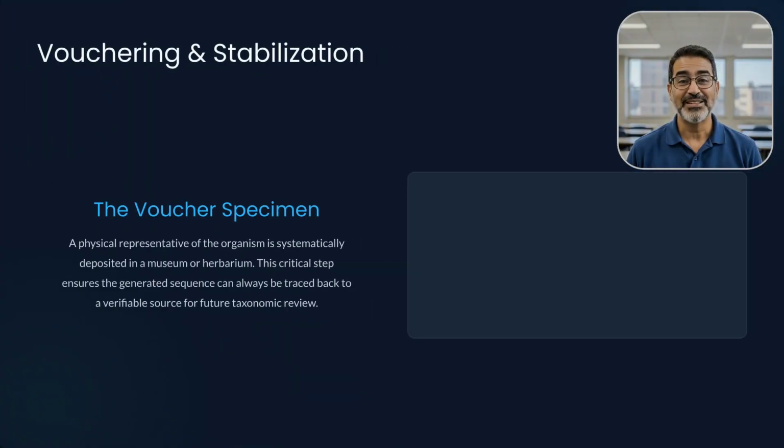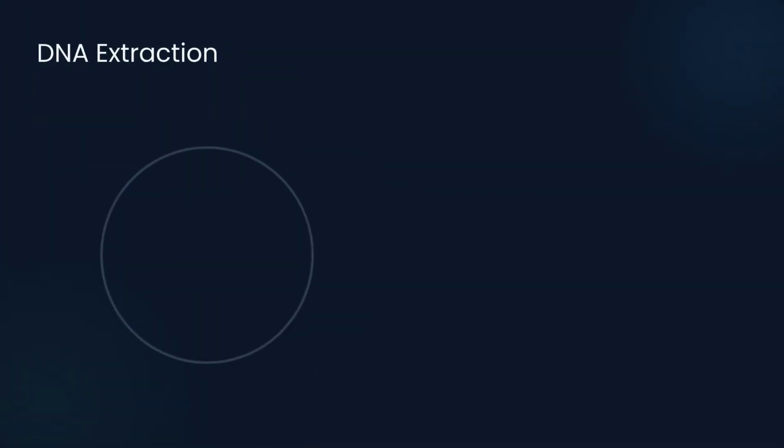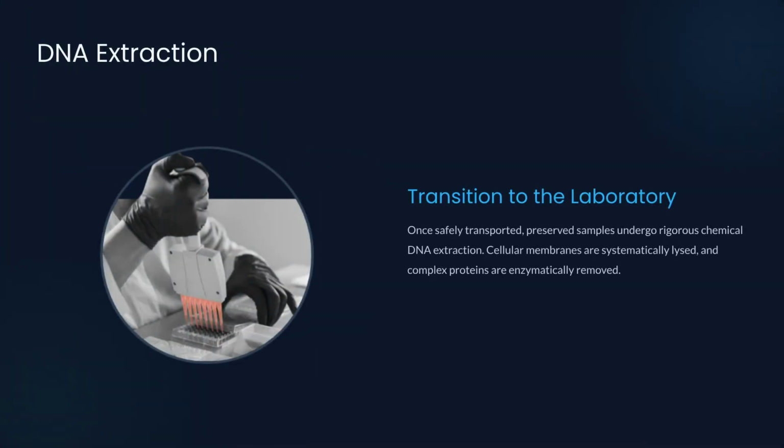Vouchering ensures a physical representative is deposited in a museum or herbarium, allowing sequences to be traced back to a verifiable source. Tissue stabilization immediately halts DNA degradation using methods like 95% ethanol or flash freezing. In the lab, preserved samples undergo chemical DNA extraction. Cellular membranes are lysed, proteins are removed, and purified DNA is precipitated, creating the genetic template needed for accurate amplification.